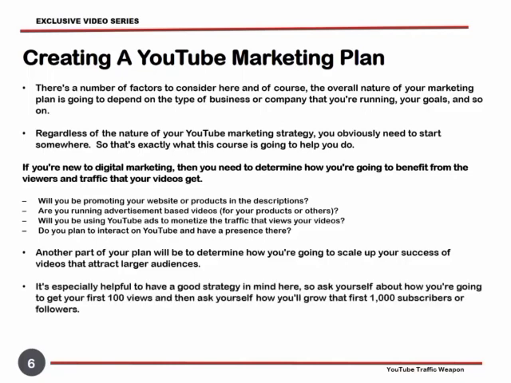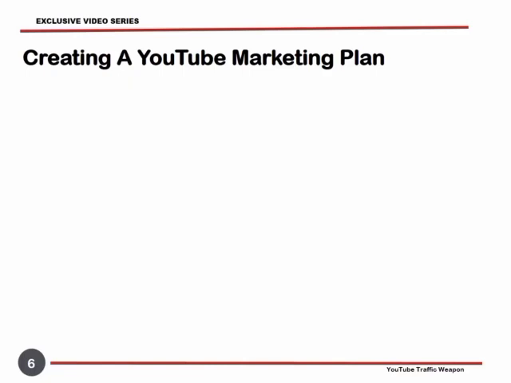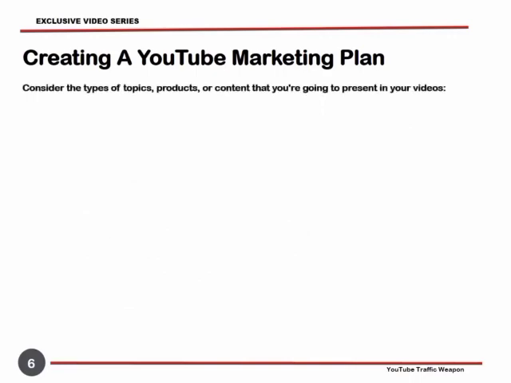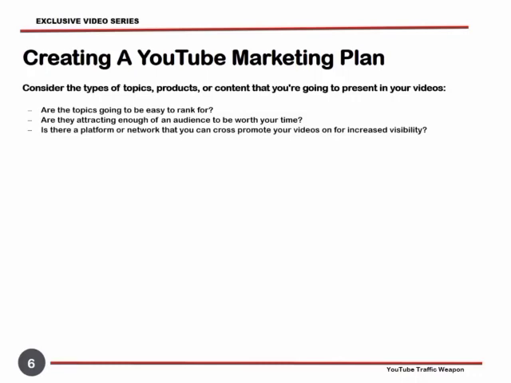It's especially helpful to have a good strategy in mind here. So ask yourself about how you're going to get your first 100 views, and then ask yourself how you'll grow that first 1,000 subscribers or followers. More importantly, consider the types of topics, products, or content that you're going to present in your videos. Are the topics going to be easy to rank for? Are they attracting enough of an audience to be worth your time? Is there a platform or network that you can cross-promote your videos and media on for increased visibility and potential?